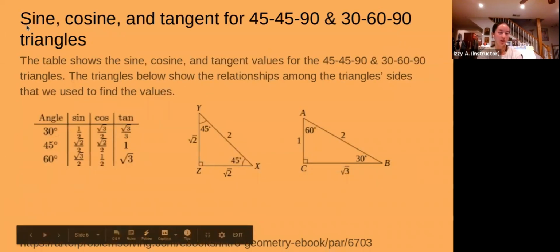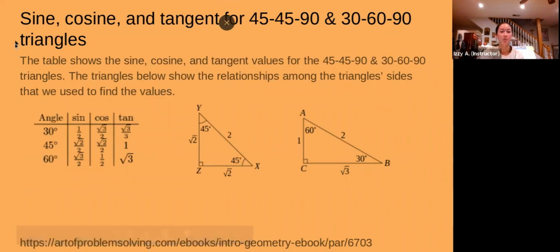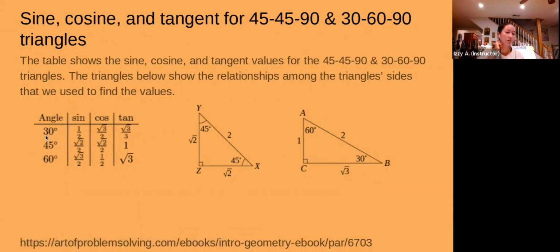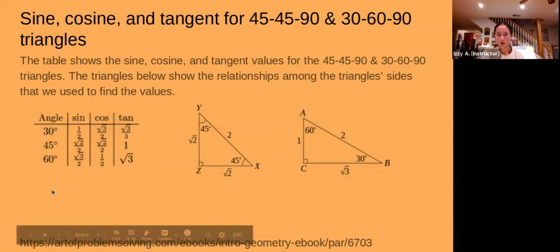Okay, so this slide is going to be talking about the sine, cosine, and tangent for 45-45-90 and 30-60-90 triangles. The table shows the sine, cosine, and tangent values for these triangles. The triangles below show the relationships among the triangle sides that we use to find the values. In our table, the angle measurement is pictured on the left, and then we have the values of, for example, sine of 30, cosine of 30, and tangent of 30 in the first line, and so on.